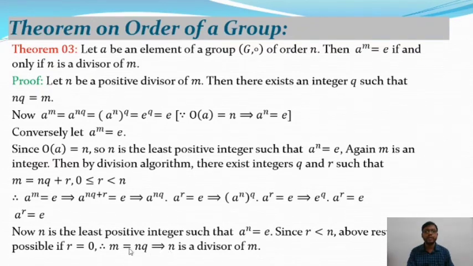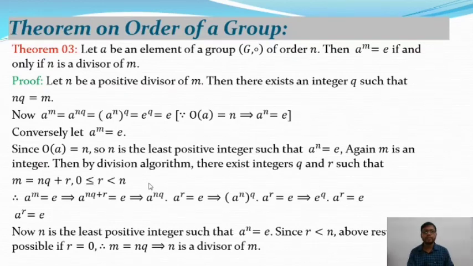That means m is equal to n into q, and this implies n is a divisor of m. So this is the sufficient condition of theorem 3. That means if a to the power m is equal to e, then n is a divisor of m, as well as if n is a divisor of m, then a to the power m is equal to e. This is the necessary and sufficient condition of theorem 3.